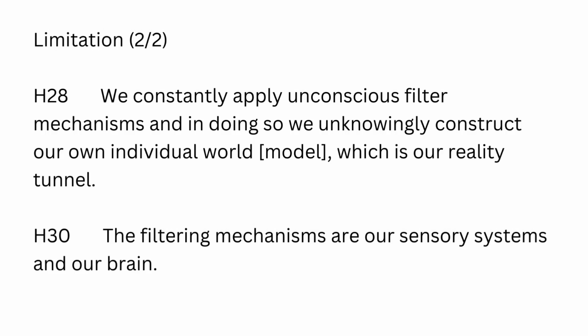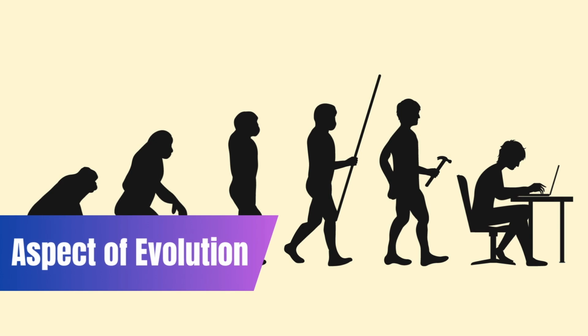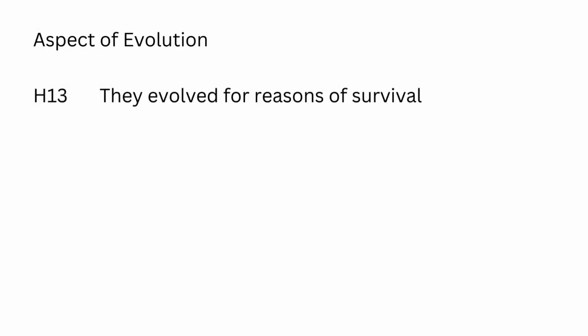The filtering mechanisms are our sensory systems and our brain. I think I mentioned that before. This is just proof that he really believes this is so. I already alluded to this aspect when we talked about the selection of information, the filtering that's going on. So he says they evolved for reasons of survival, and by they, he's referring to the sensory organs that are limited.